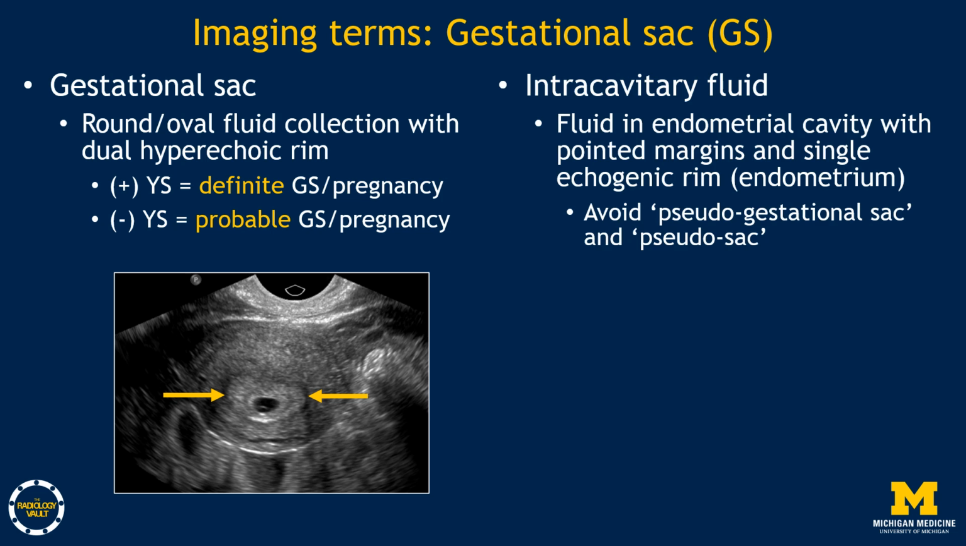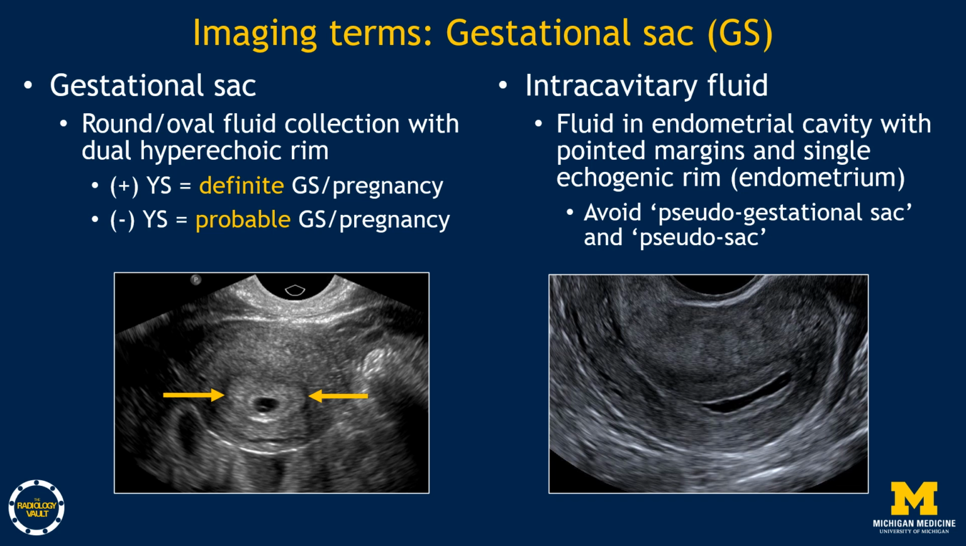And that's in contrast to intracavitary fluid, which is fluid in the endometrial canal with pointed margins and a single echogenic rim, which is just the normal endometrium surrounding that fluid. We used to use the term pseudogestational sac or pseudosac, but that's actually confusing, and we can be more precise by simply saying intracavitary fluid, as in this example, where we see the endometrium is spread apart by a small amount of fluid within the canal, which should not be mistaken for a gestational sac.